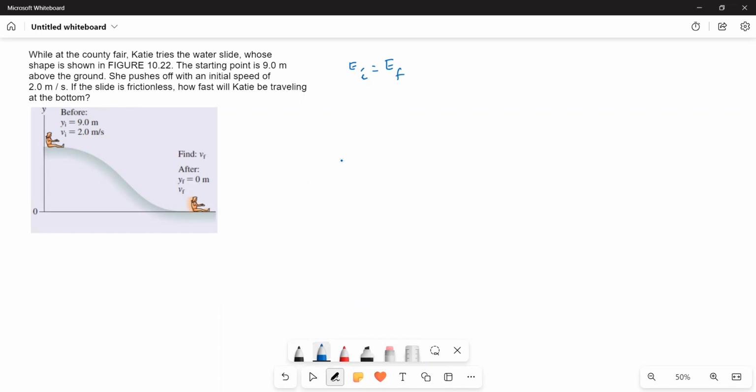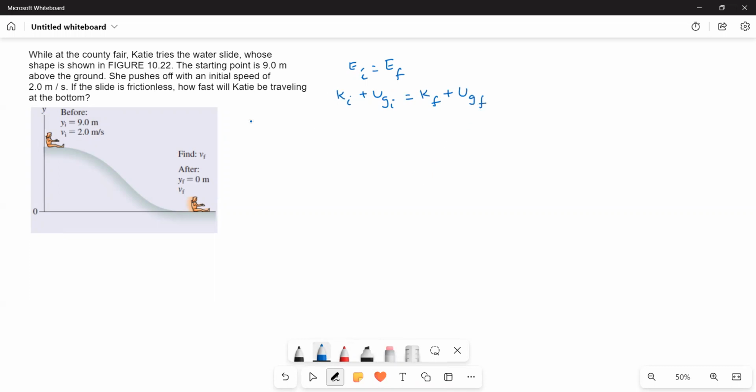What is the initial energy? Katie is pushing herself with a velocity of 2 meters per second. She is at a height of 9 meters. So Katie has both the kinetic energy and gravitational potential energy. So Ki plus Ugi is equal to Kf plus Ugf.